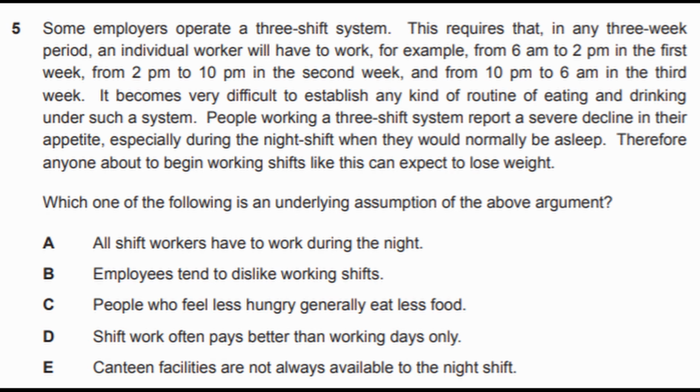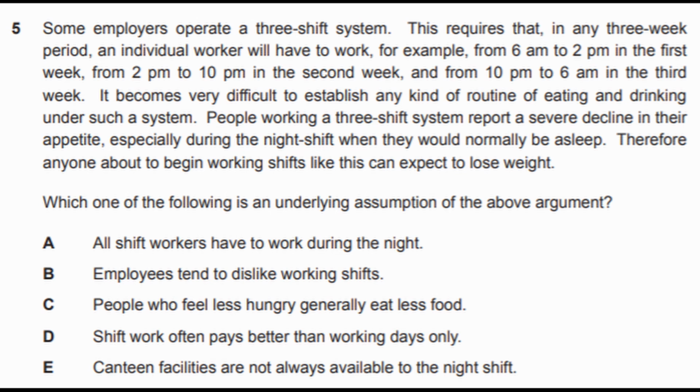Moving on to B, this is irrelevant to the question. Employees might dislike working shifts, but if we drop this assumption and assume they like working shifts, so employing that same tactic we did in the last question of putting in an explicitly negative version of this proposed underlying assumption as an extra premise into the argument. So assume that employees like working shifts, the argument still works, their appetite would still decline. It doesn't make a difference whether they like the shifts or not. The fact is their appetite declines.